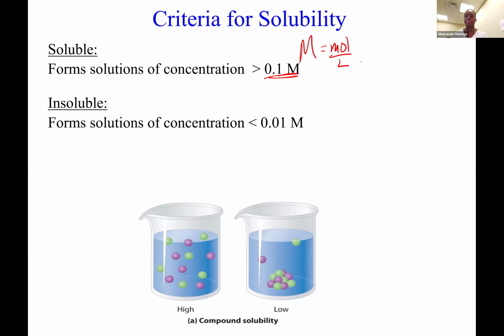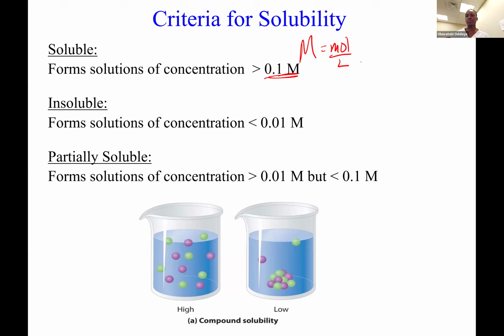And then we have stuff that we term partially soluble. So it is kind of soluble, but we can't really say it's insoluble. Those solutions usually form concentrations between 0.01 and 0.1. So they fall in there somewhere. They're not above 0.1, so we can't say they're soluble, but they're not below 0.01, so we can't say they're insoluble either.